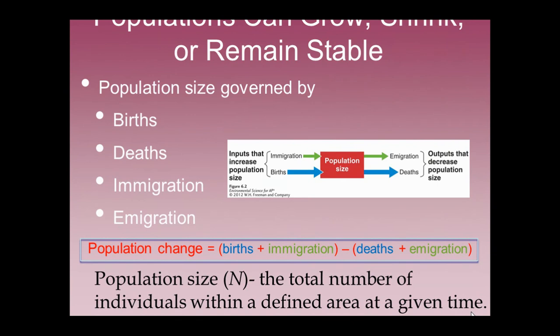The study of factors that cause populations to increase or decrease is known as population ecology. Knowing the factors that affect a species' population size can help us ensure survival of small populations or to control large populations.